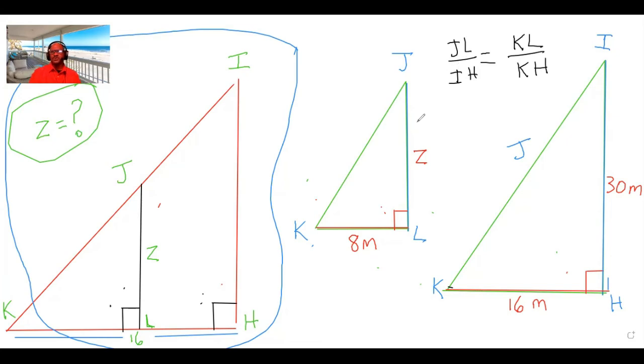So JL we said was what? JL is Z. So go ahead and put your Z right here. Then what is the IH? Yes, IH is actually 30. What is KL? KL is 8. And then what is KH? KH is 16. So it looks like we have 16 times Z, which is 16Z equals, and we know that 30 times 8 is 240.